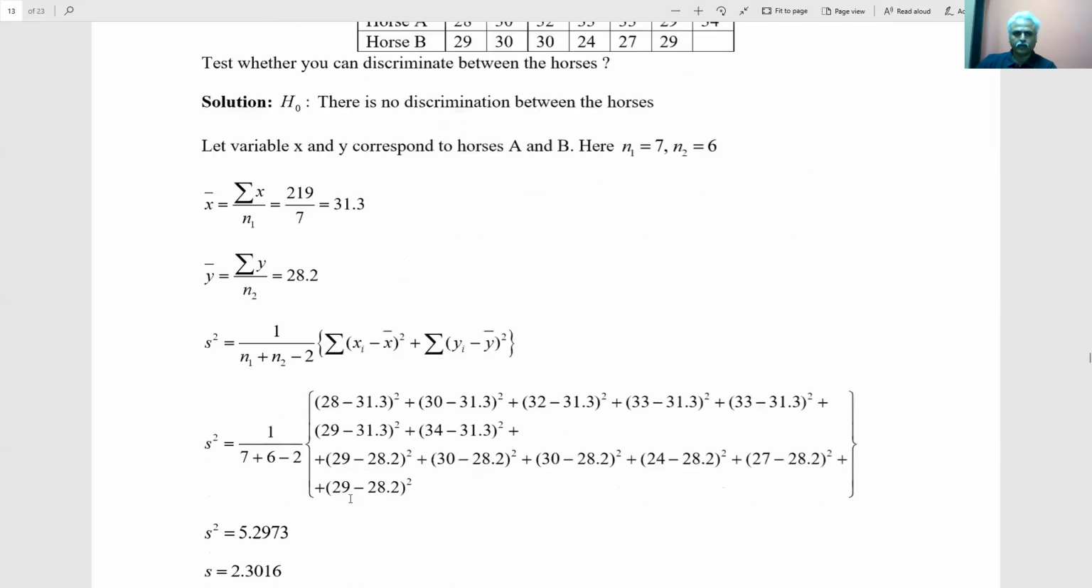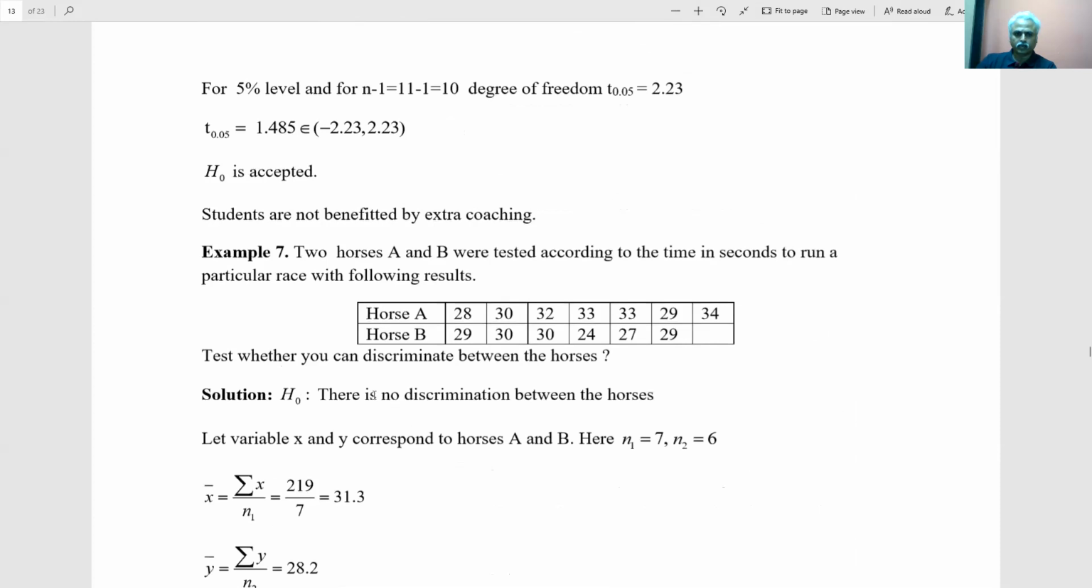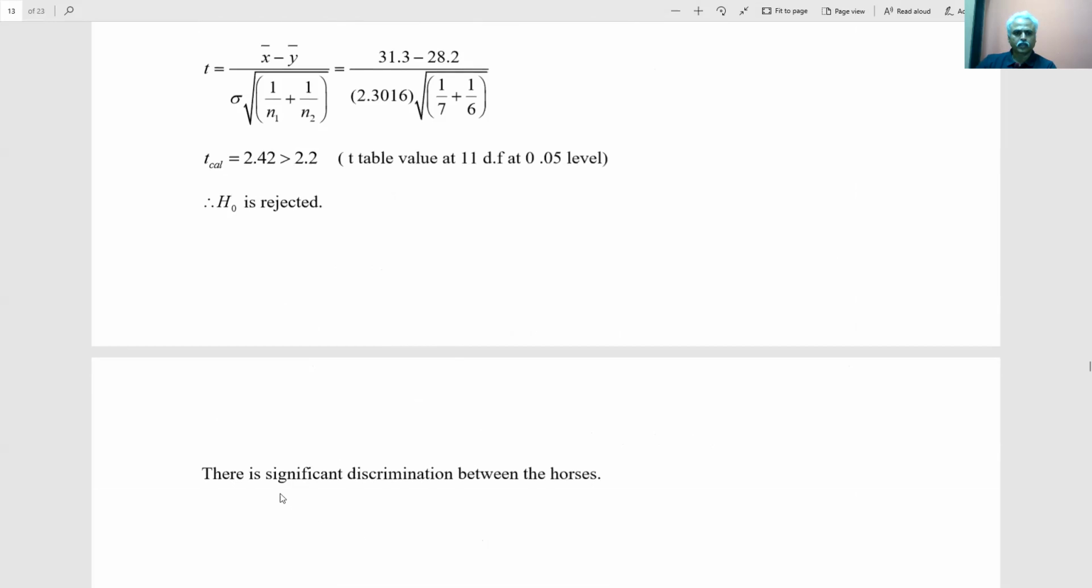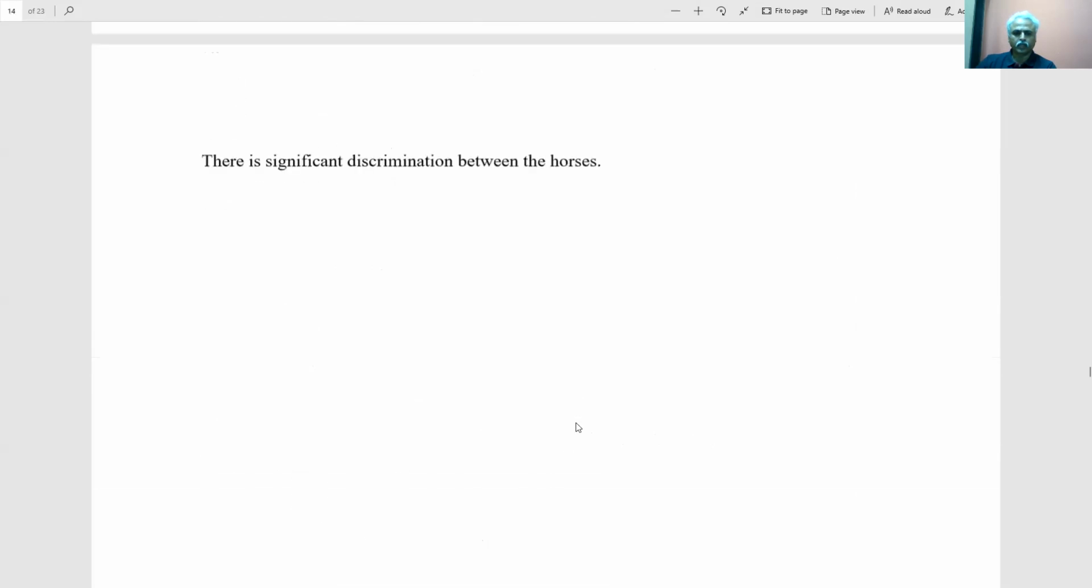The hypothesis is rejected. Whatever hypothesis there is, no difference, reject means the opposite of this. No, you have to remove it. There is a difference between the two horses. That is, the conclusion is there is significant discrimination between the two horses.